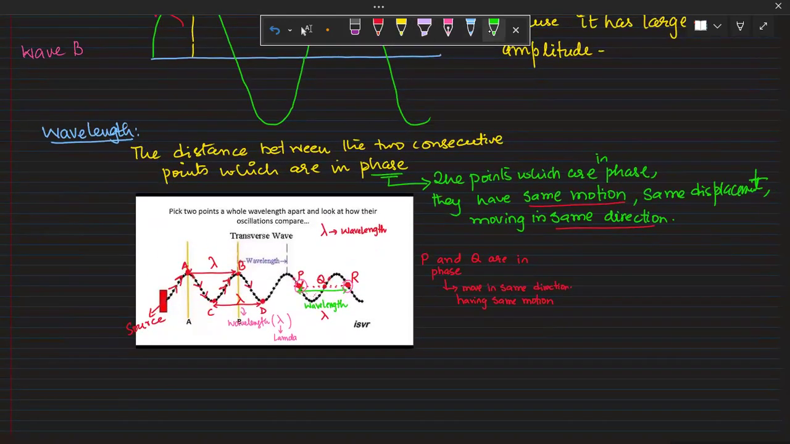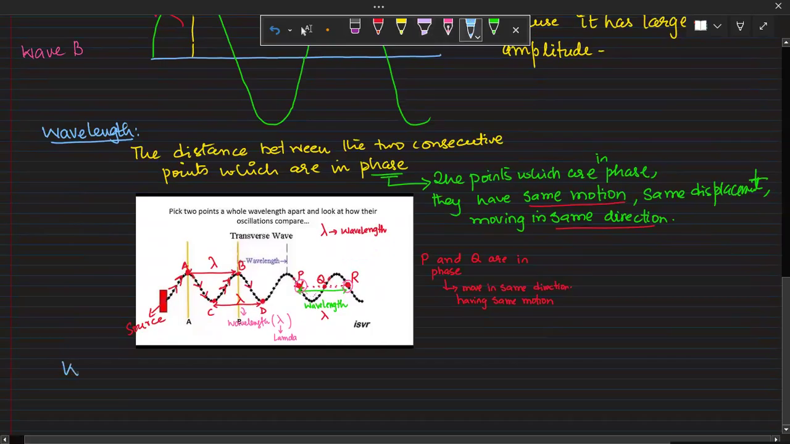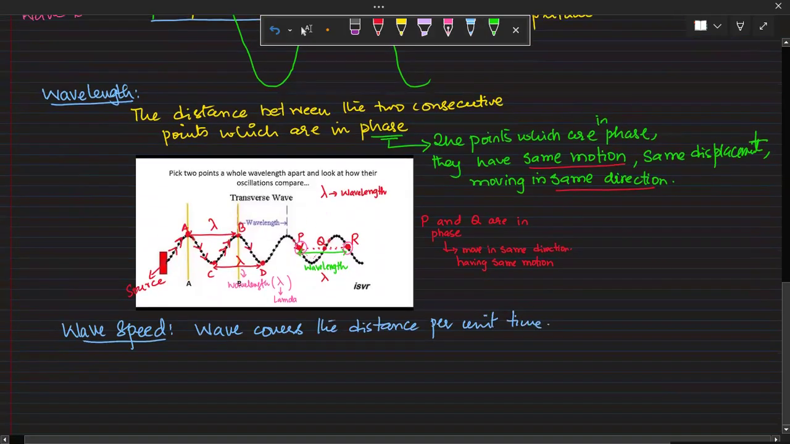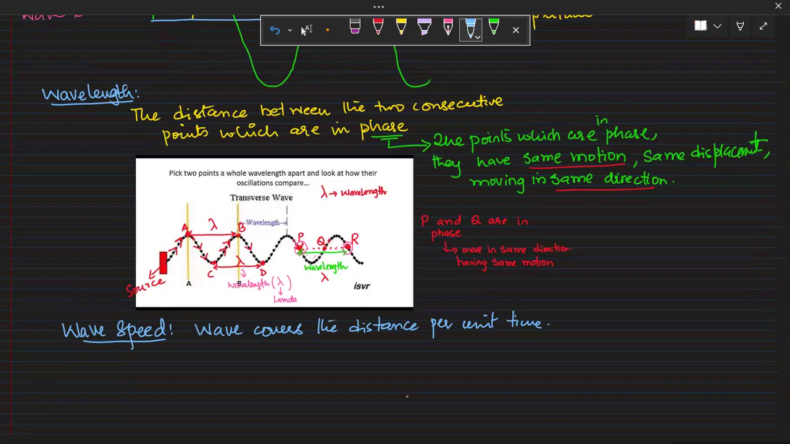All right. Now, what if I talk about the wave speed? Wave speed is the distance the wave covers per unit time. Clear? That's going to be the wave speed: how fast the wave is.